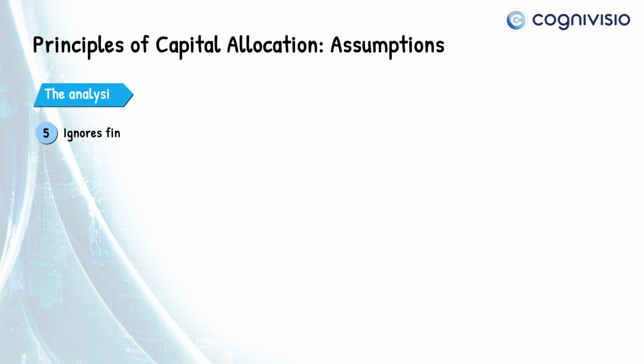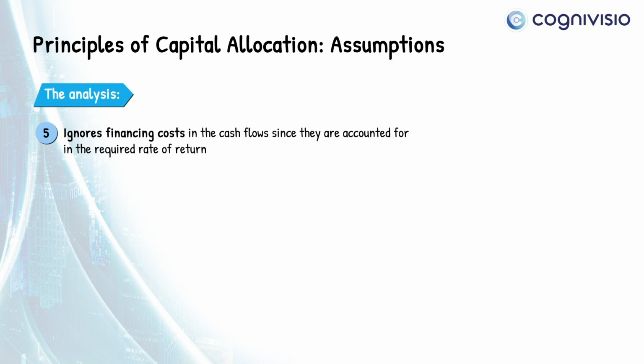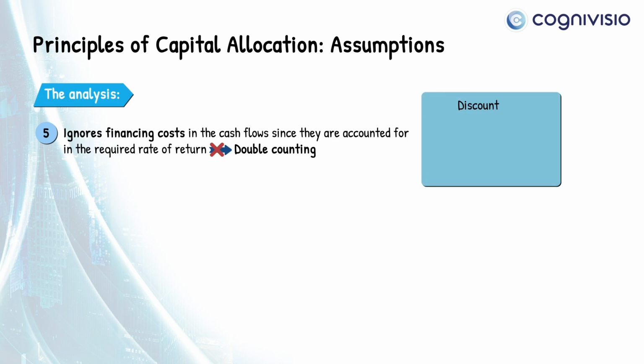It ignores financing costs in the cash flows since such costs are accounted for in the investment's required rate of return. If financing costs are reflected in both the cash flows and the discount rate, then the analyst would be double counting them. The discount rate can also be called opportunity cost of funds and the cost of capital.